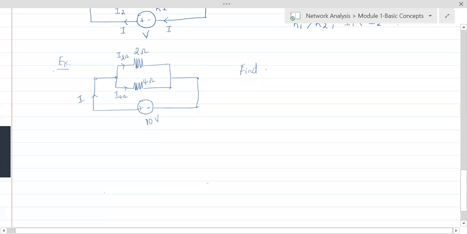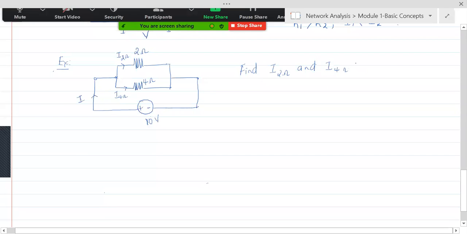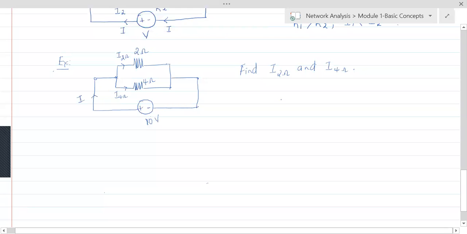There we had found V1 and V2, right? So here we shall find I 2 ohms and I 4 ohms. This is what we have to do. Again, we need the total. To find out these two, I need to know this voltage. How is the voltage connected in this circuit?